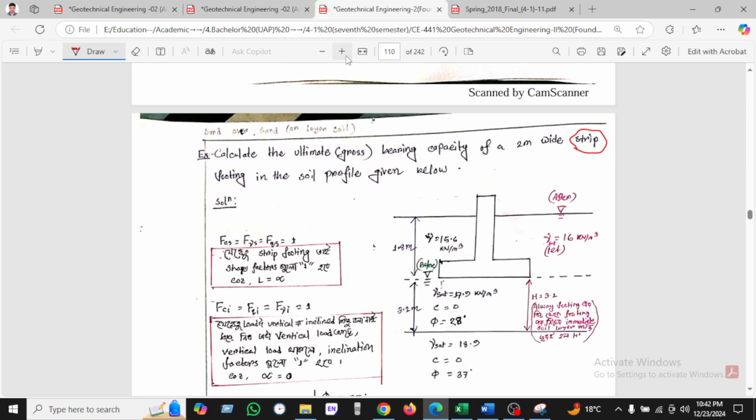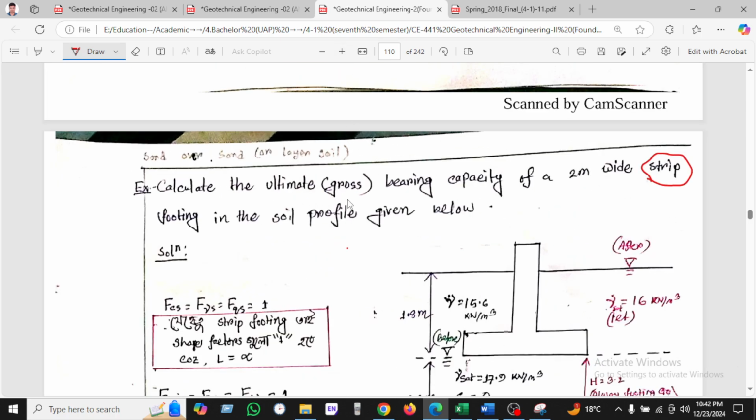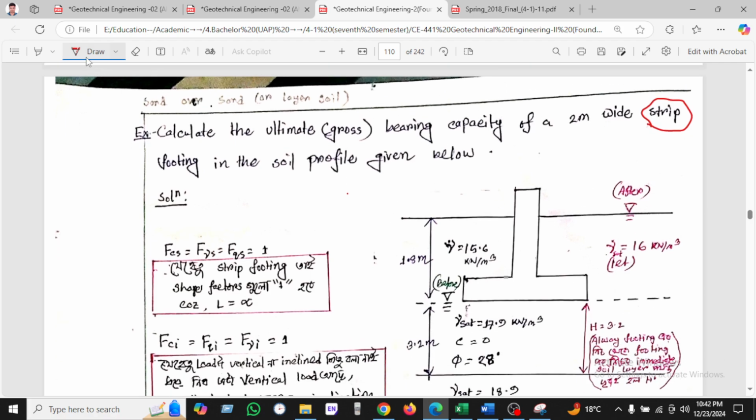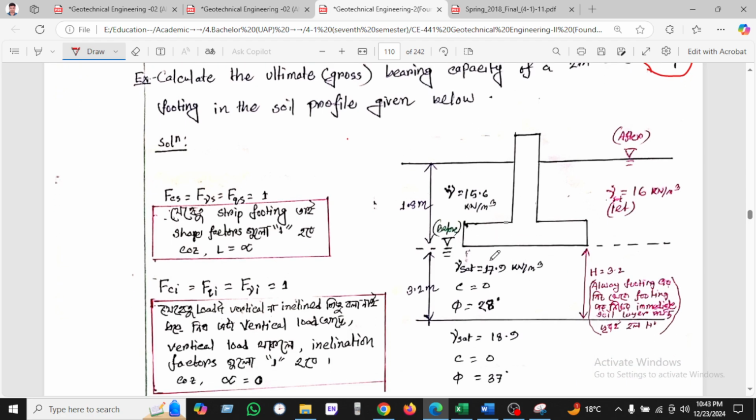Here is the example. Okay, let's start. Calculate the ultimate or gross bearing capacity of a 2 meter strip footing on the soil given below. So this is the strip footing. Don't think it is a square or rectangular footing.